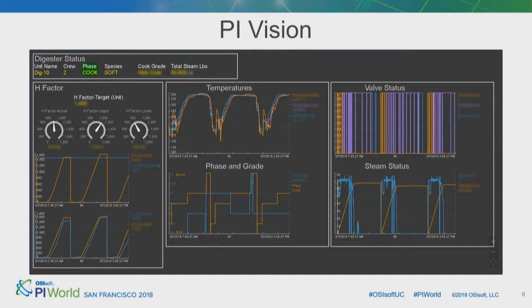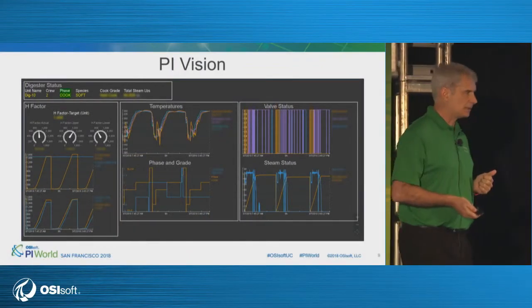You'll also notice that we put boxes around this. This is something we learned from some of our engineers in the mills. Group things together because otherwise the person doesn't know where to look. So we have the summary of the digesters on the top, and then we have H factor, where we're talking about the digester work. Then we're getting into the temperature profiles. That means something more for the operators and the engineers. And then we get over to the steam. What are the valves doing and what are the steam statuses doing?